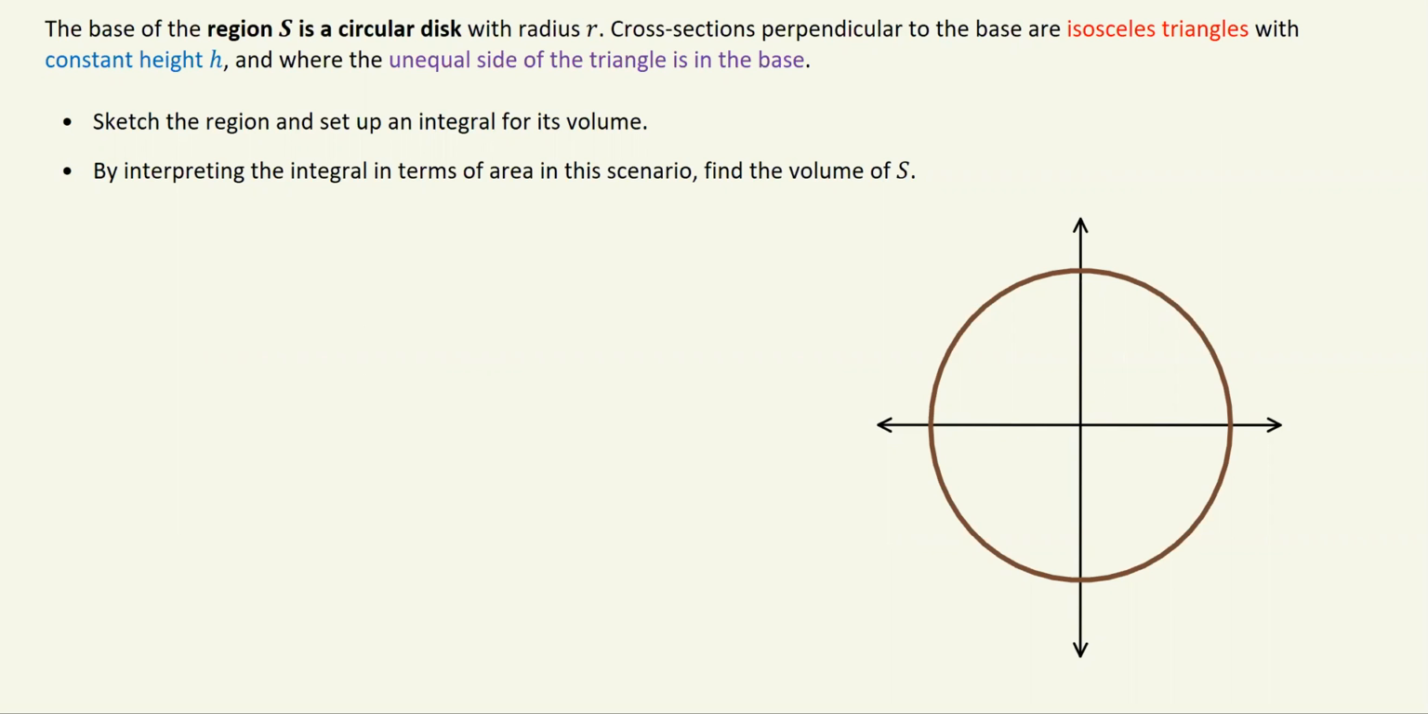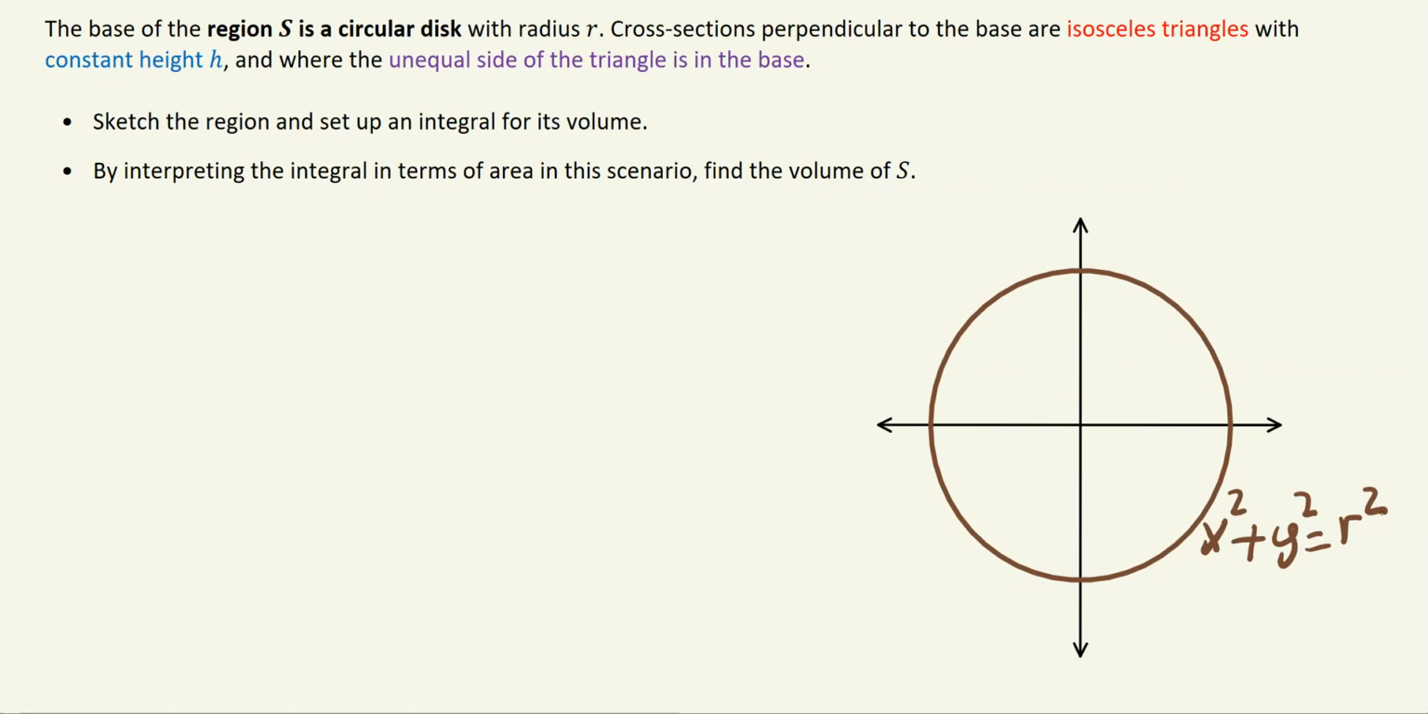Okay, so the problem says the region S is a circular disk, just as we see down here in the example, with the radius r. So if we think about an equation of a circle with radius r, the equation would be x squared plus y squared equals radius squared, right? That's the equation of that circle.